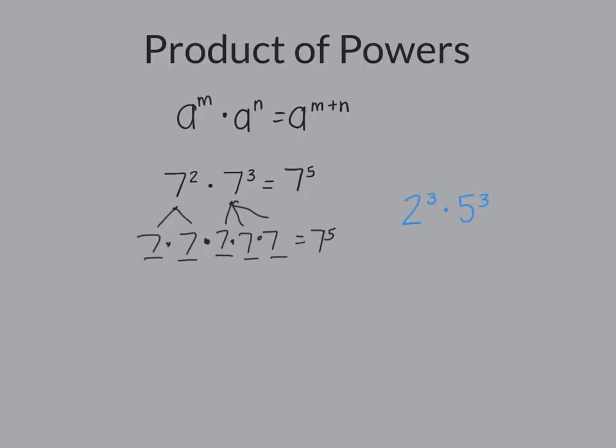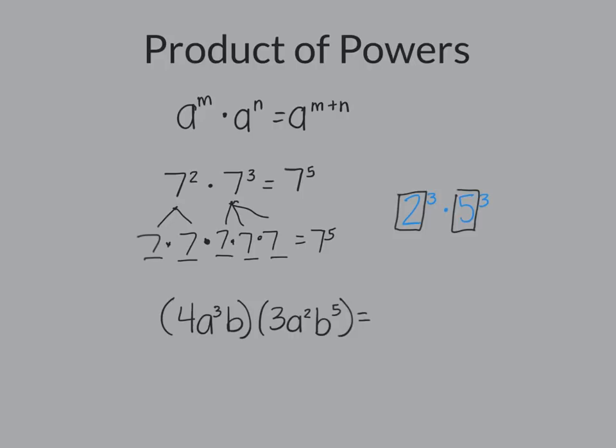This rule, however, does not apply when we do not have the same base. So in this example here, 2 to the power of 3 times 5 to the power of 3, looking at our bases, we have a base of 2 and a base of 5. So these we cannot combine by adding the exponents. This right here is as simplified as it can be. We just leave it like that. We can't simplify it anymore.